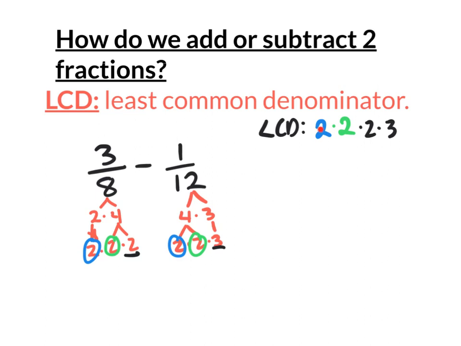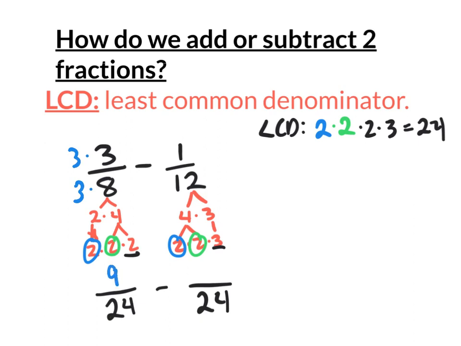What is our LCD? It's 2 times 2, which is 4, times 2, which is 8, times 3. 8 times 3 is 24. So the LCD is 24. So if I do want to subtract these two fractions, I need to rewrite these two fractions with an LCD of 24 on the bottom. Once you have that LCD of 24, you ask yourself, how do I change this 8 to become 24? Oh, 8 times 3 is 24. And what you do to the bottom, you must do to the top. 3 times 3 is 9.